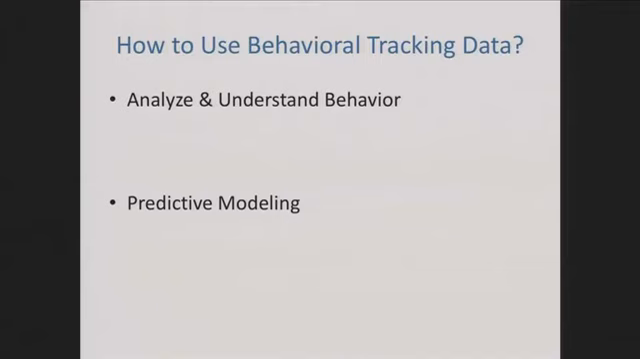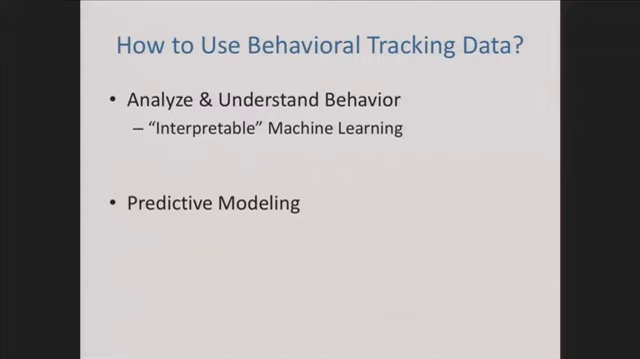And so how can we use these types of behavior tracking data? At a high level, I think about two different areas. First is more qualitative, which is to analyze and understand this behavior. And the second one is in some ways more quantitative, which is can we do predictive modeling using this data? The top part includes things like interpretable machine learning. Can we build a model that can give us an interpretable low-dimensional representation of this behavior data, maybe even analyze some sorts of causal relationships?